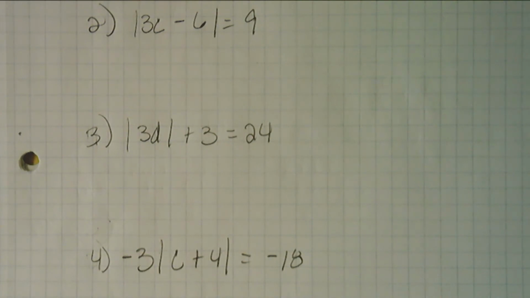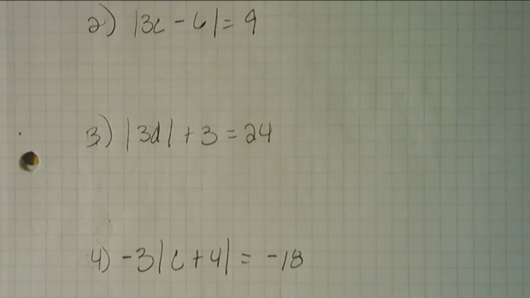This can't be negative. So when I have my absolute value completely alone, that can't be negative. The possible answers for my variable can be negative. When you take the absolute value of a number, it can't be negative.